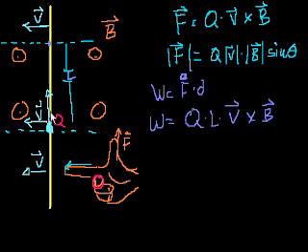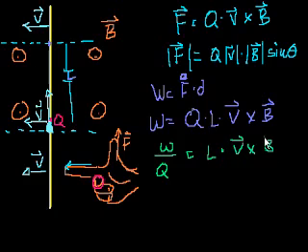Now, how much work is being done per charge? This is how much work is being done on this charge, but there might have been multiple charges, so we just want to know how much work is done per charge. So for work per charge, we could divide both sides by charge. So work per charge is equal to the distance times the velocity that you're pulling the wire to the left with, cross the magnetic field. This is where it gets interesting.